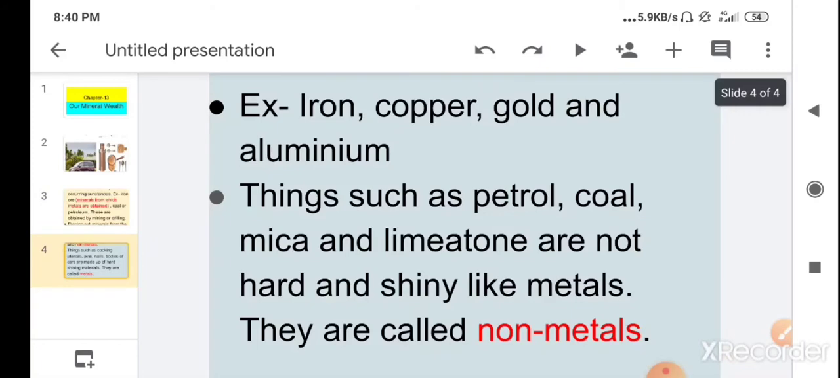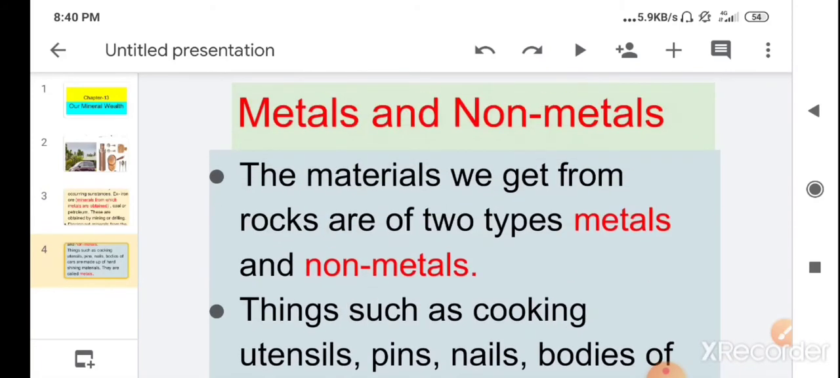Now our next topic is metals and non-metals.